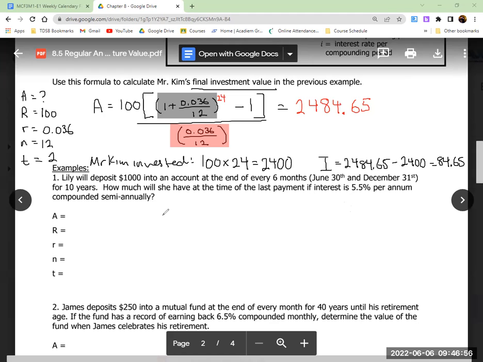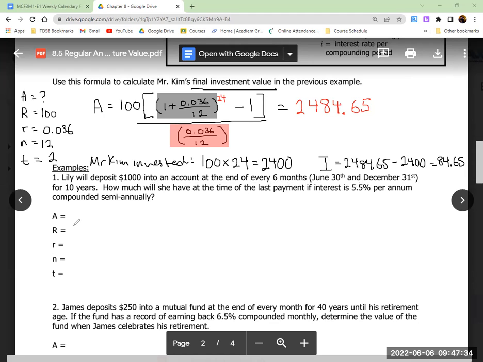I think this is going to be good for you. Here we go. Example 1, we'll do it again. Exact same question. Lily will deposit $1,000 into an account at the end of every 6 months for 10 years. Do you think you can save up $1,000 every 6 months if you had a regular job? Maybe, maybe not. How much will she have at the time of the last payment if interest is 5.5% per annum compounded semi-annually? Let's fill this in.